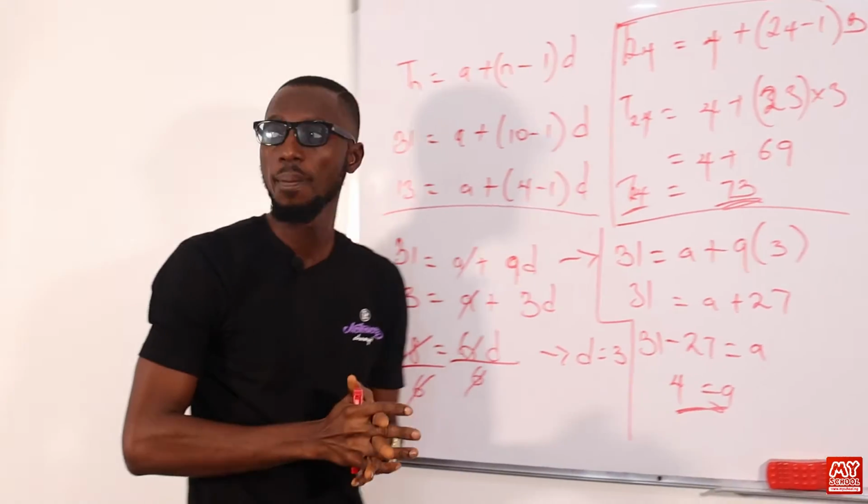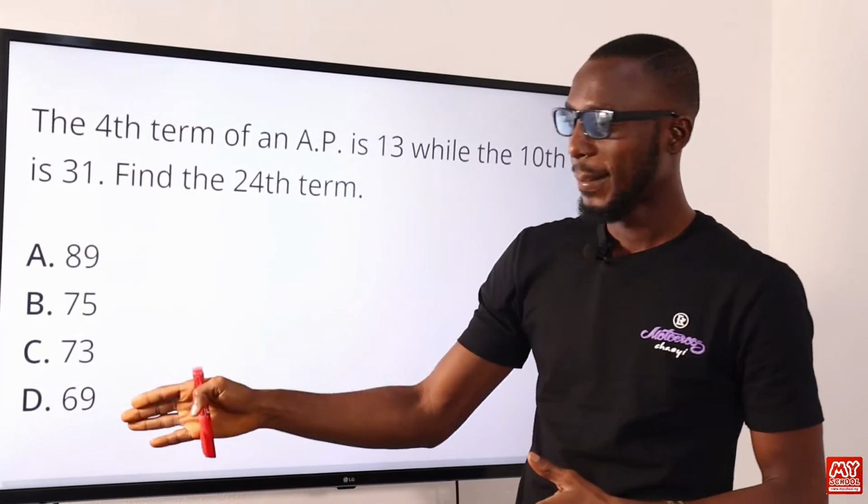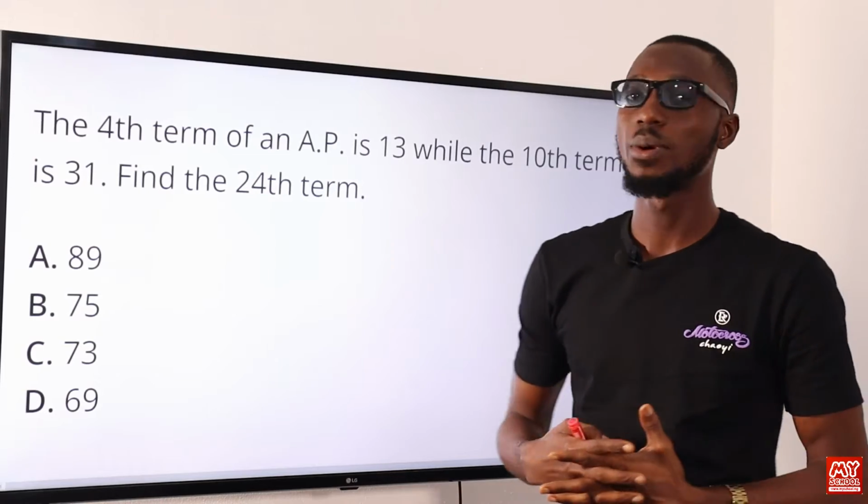Join me, let's go back to the screen to pull out the correct option. So we have 73. We are going to scan through the options provided and secure the correct answer. We can find the correct answer in option C. So option C is very correct.